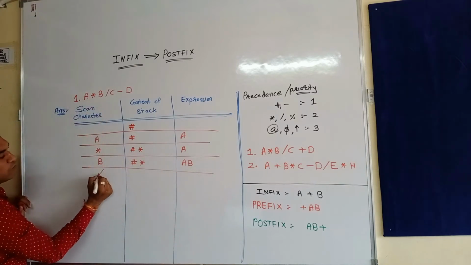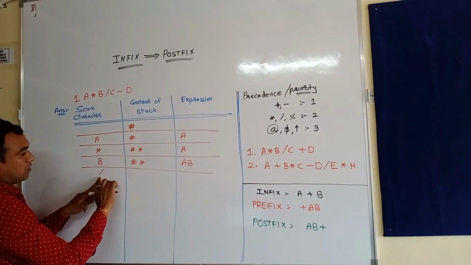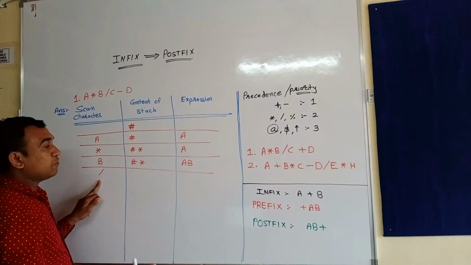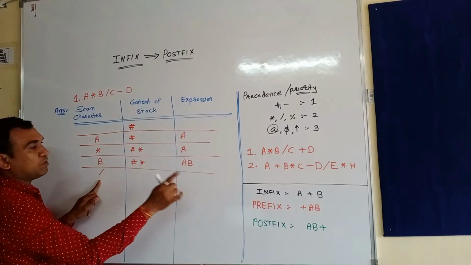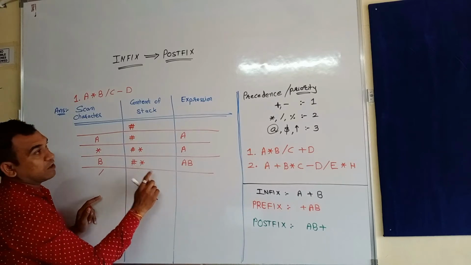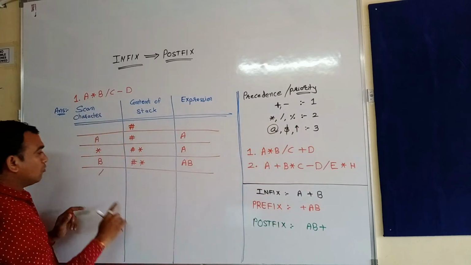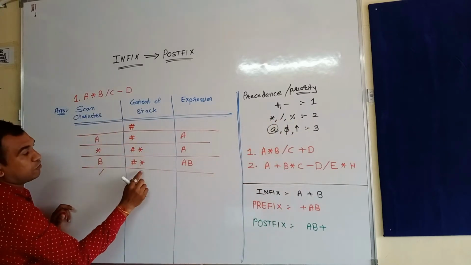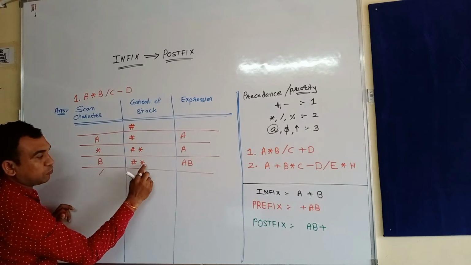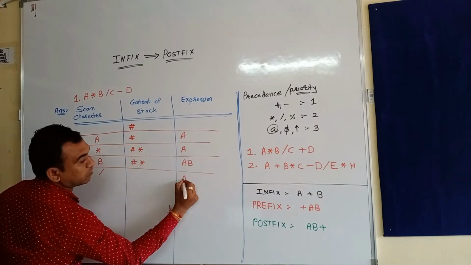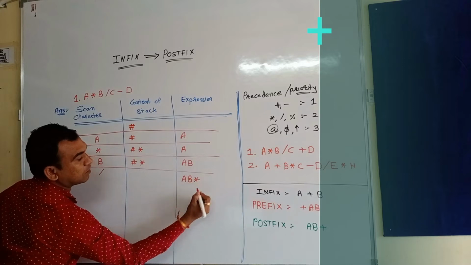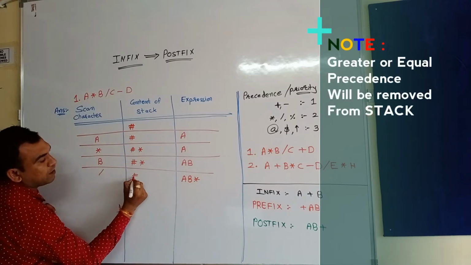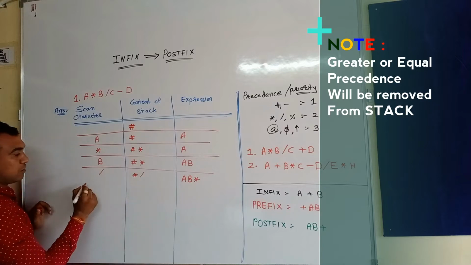After B, we have division. Division is compared with multiplication, and our rule is that greater or equal precedence will be removed. The stack has multiplication at precedence 2. Division is also at precedence 2. Greater or equal? Yes, the stack has greater or equal. That is true, so we will remove it. It means A, B, multiplication. The stack has no multiplication now, so the stack is empty and division goes there.